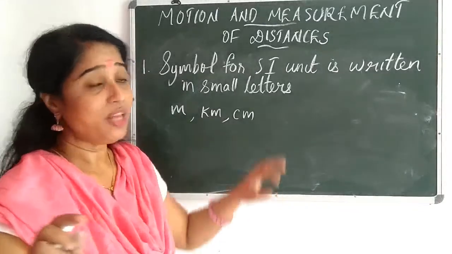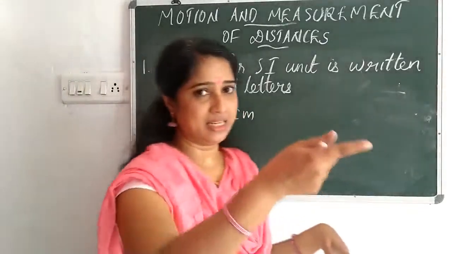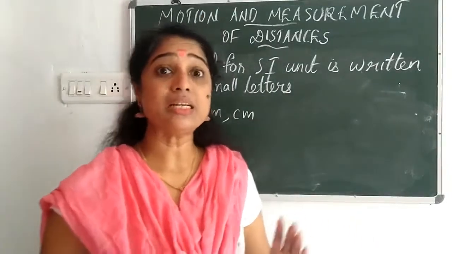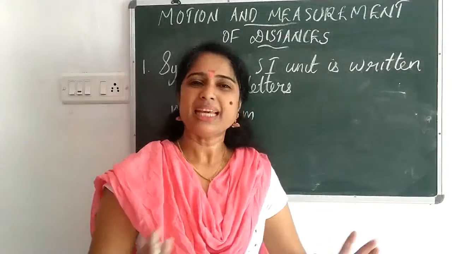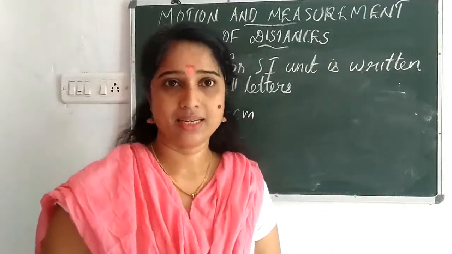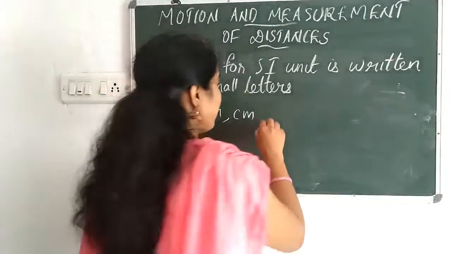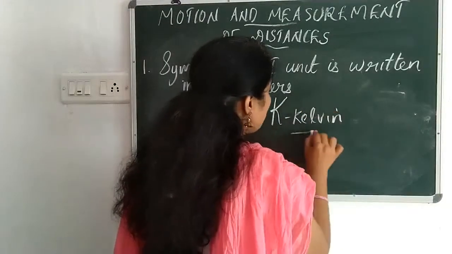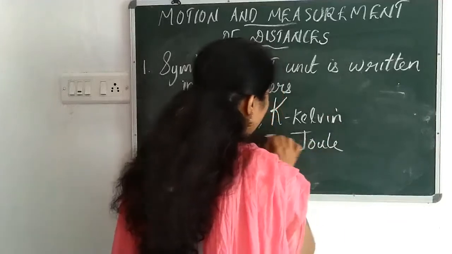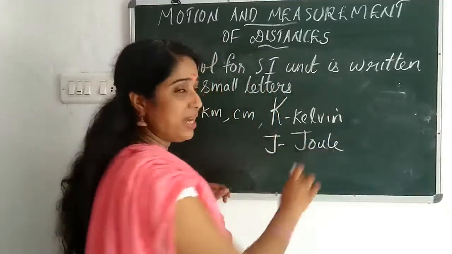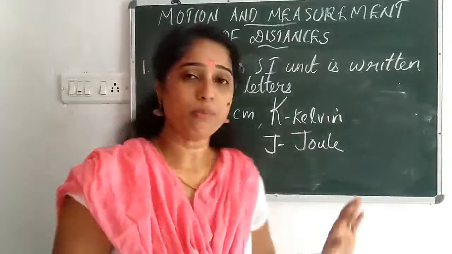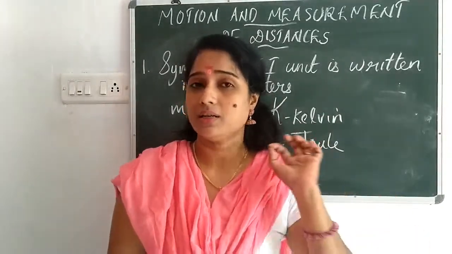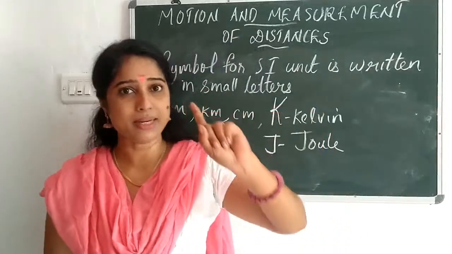But if the unit is named after a scientist, hope you remember last class I told you about Kelvin. Kelvin is the unit for measuring the temperature. Kelvin is the name of a scientist. So that we can't write, we could write what? K. K for what? Kelvin. Another example, Joule. It is the unit for measuring what? Joule is a unit for measuring energy. That is also a name of a scientist. Scientistന്റെ പേരാണെങ്കിൽ നമുക്ക് അതിൽ symbol should be written only in capital letter.